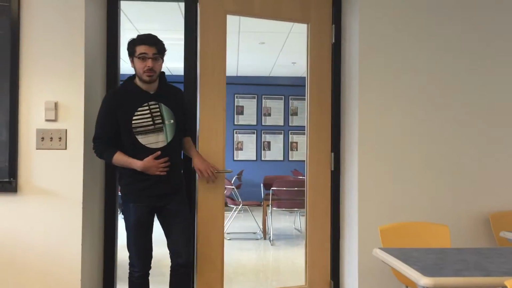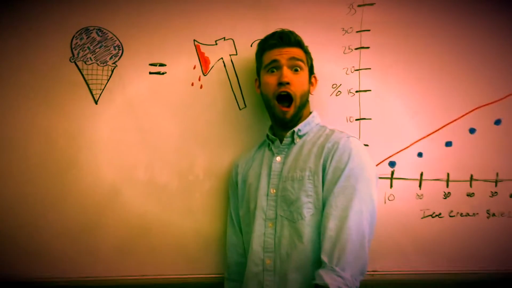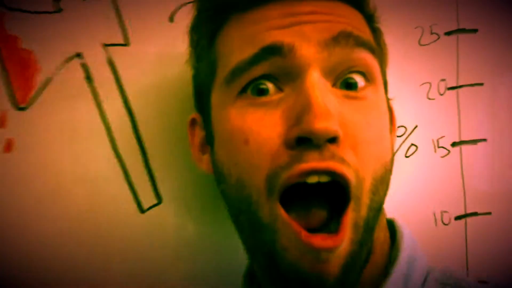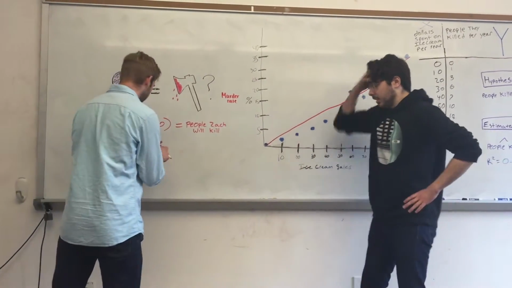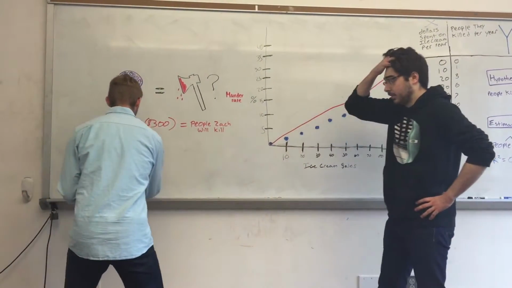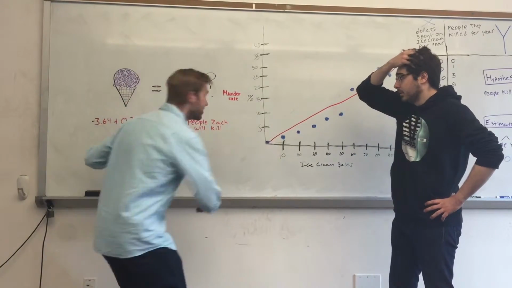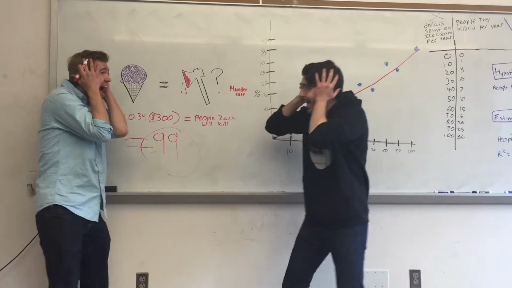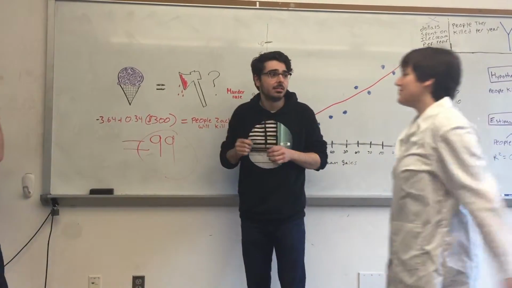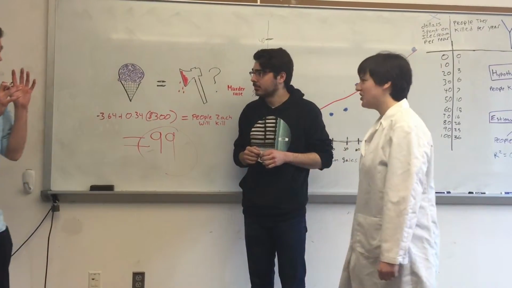Wow, I just spent $300 on ice cream. Zach, do you know what this means? If I plug in $300, the amount of money you spent on ice cream, that means you're gonna kill 99 people in the future. Well, I do have 99 problems. Stop. You guys are morons, and you should pay attention in class.